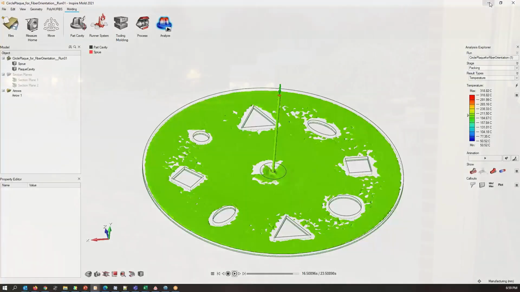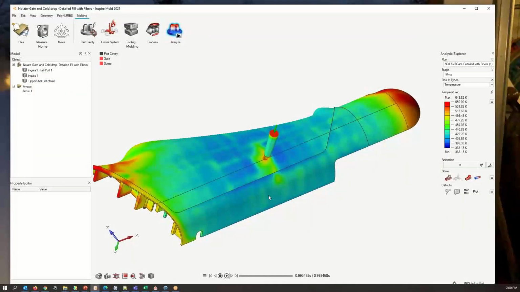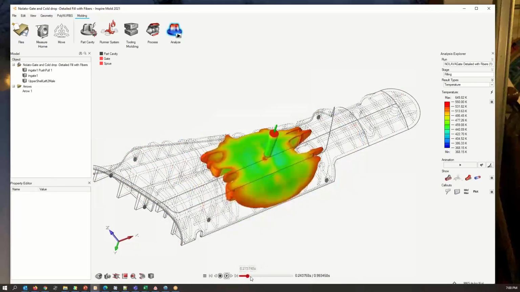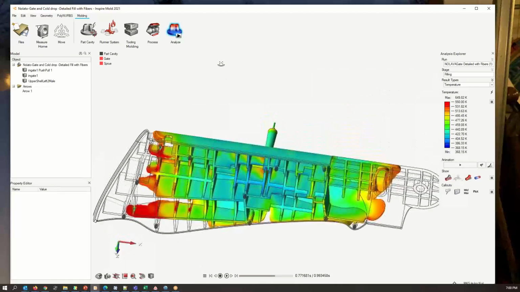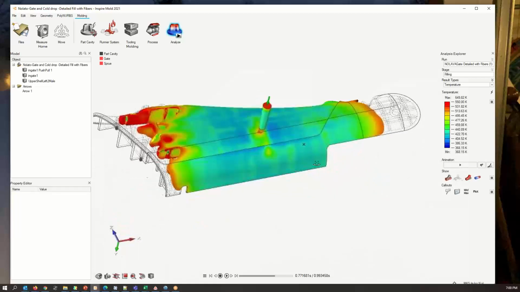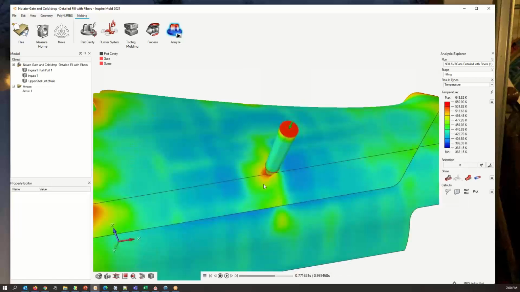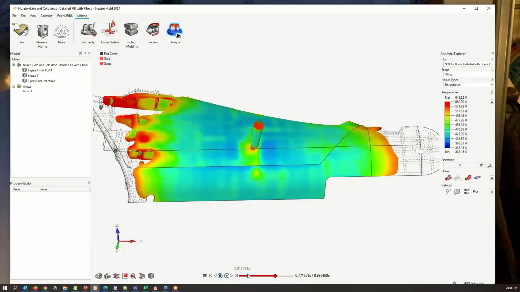One other example. Oh yeah. So now if we start getting into something like a real part, here I'm looking at, as this thing fills, I've got all these ribs and things, and now I'm starting to see some various effects. I'm going to have knit lines and air traps all over the place in this part, and that is going to be just loads of fun to try to mitigate and work with.